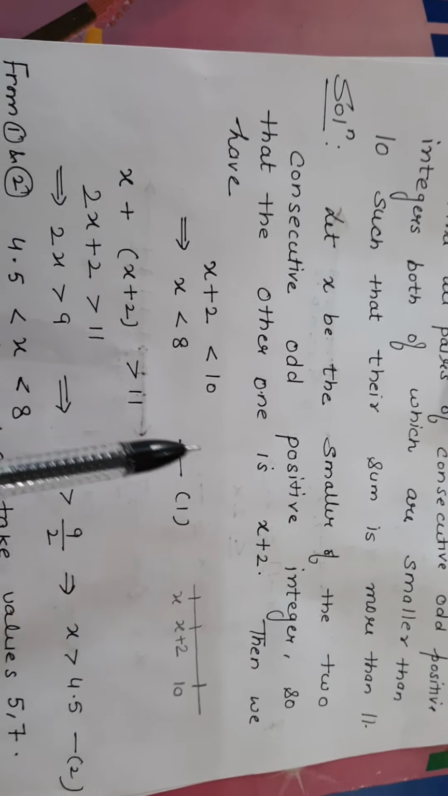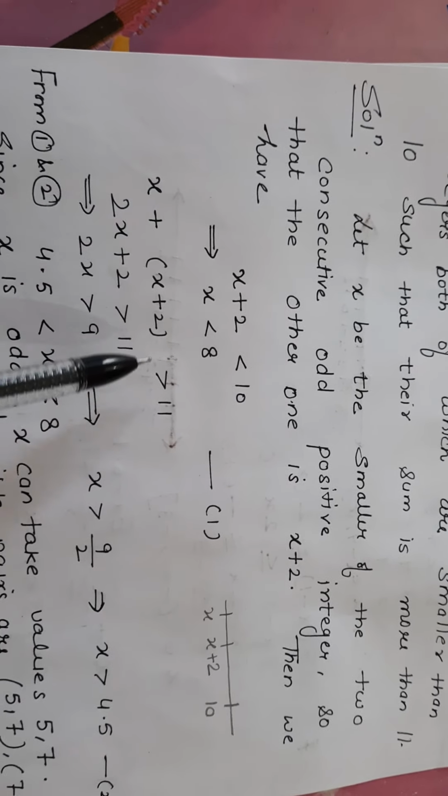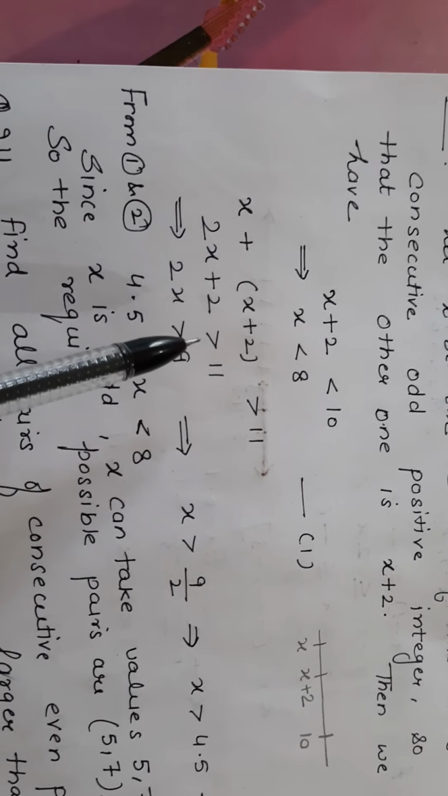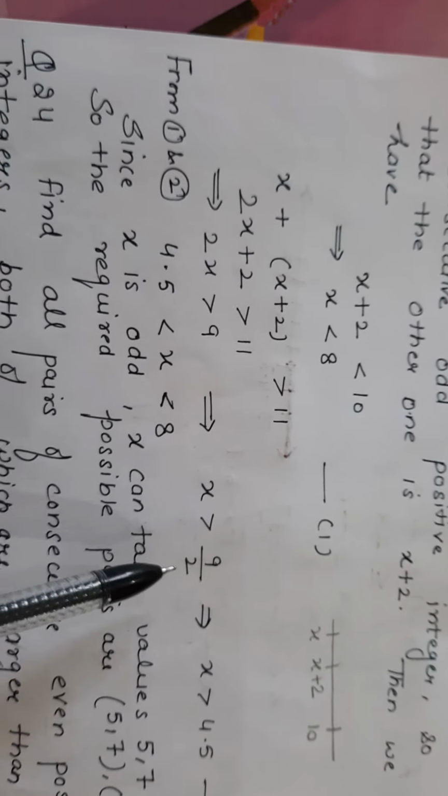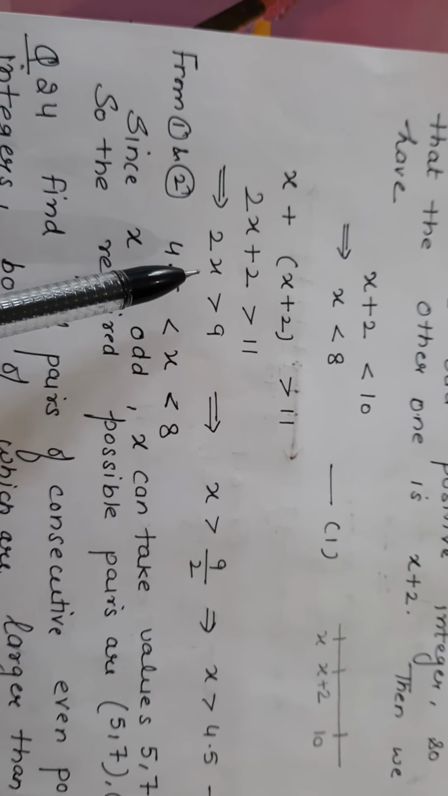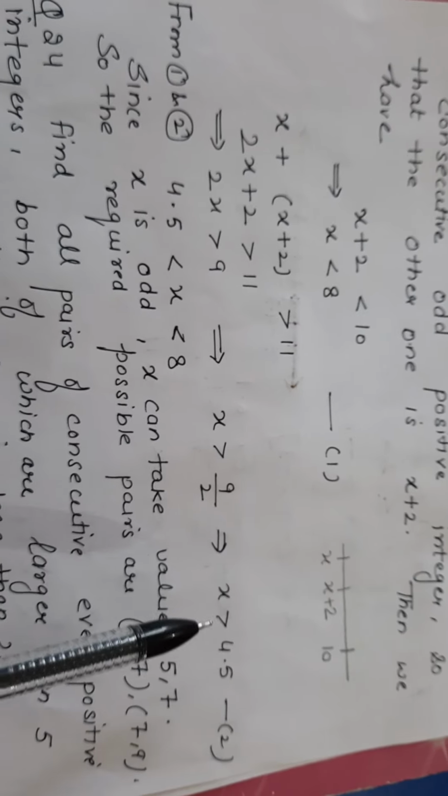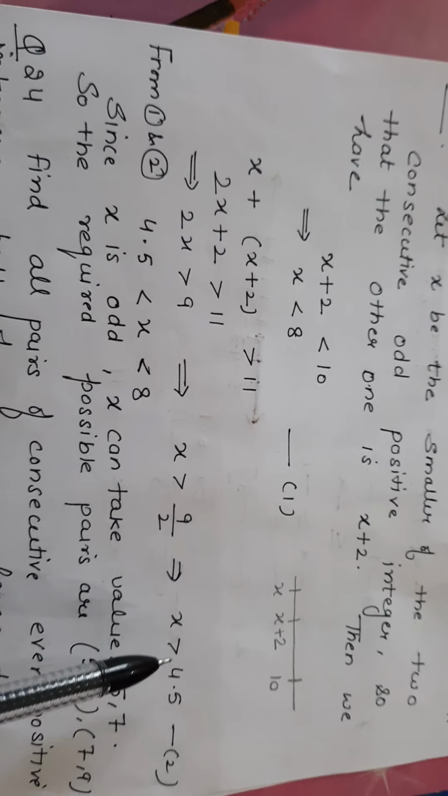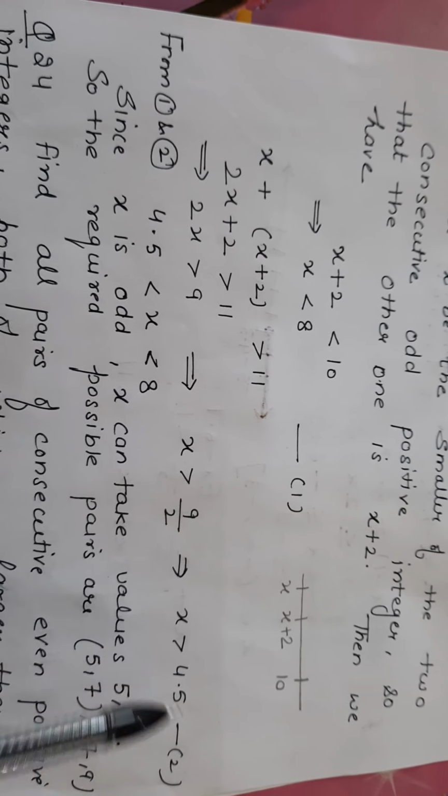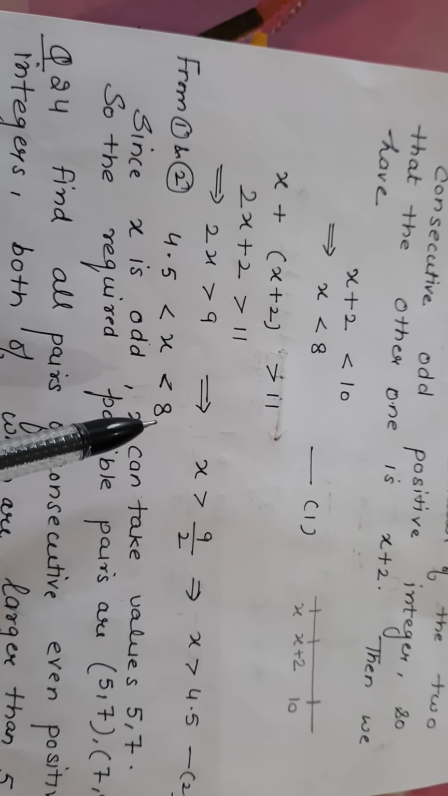Now the second condition, the sum is more than 11. The sum will be x plus x plus 2 is more than 11, right? On solving, 2x plus 2 is greater than 11, 2x is greater than 9, that means x is greater than 9 by 2. We divide by 2, 2 is a positive number, so sign will remain same. That means x is greater than 4.5. From these two equations, equation 1 and 2, we have two inequalities. x is greater than 4.5 and is less than 8. So I have rewritten this as x is greater than 4.5 and less than 8.